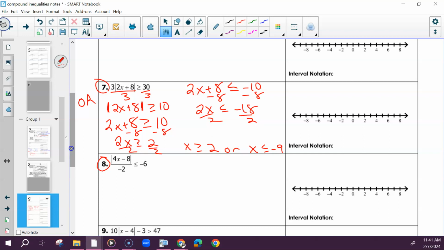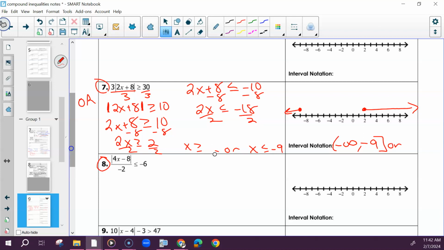You want to put that in the correct order. X is less than or equal to -9, or X is greater than or equal to 2. You could do that. Go ahead and graph both. And how would we write that in interval notation? Negative infinity, comma, -9 bracket, or 1 bracket, comma, infinity, parenthesis.